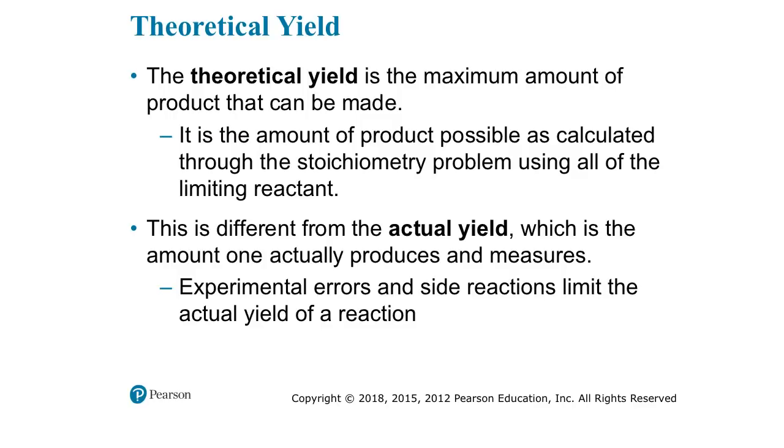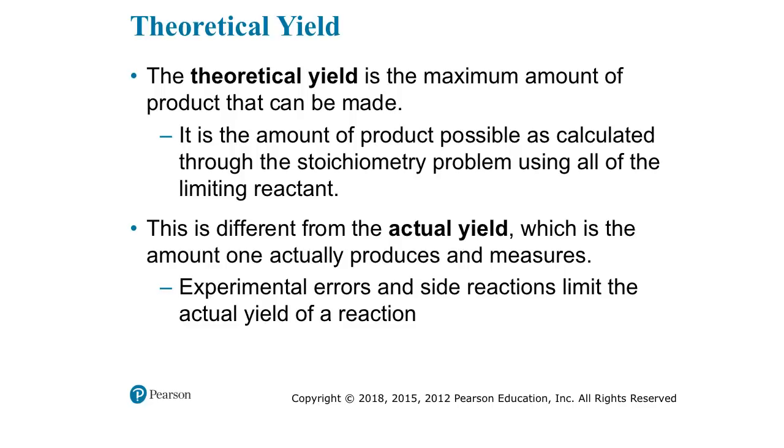Another topic discussed is the theoretical yield. The theoretical yield is the maximum amount of product that can be made. It's the amount of product possible as calculated through the stoichiometry problem using all of the limiting reactant. It's not going to be the amount we could calculate using the excess reactant because we would have run out of the other reactant at that point, and we can't consume all of the excess reactant.